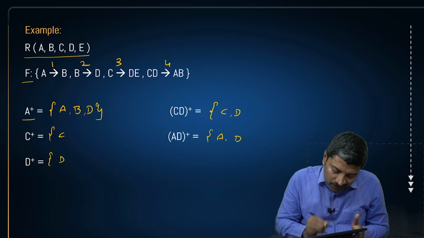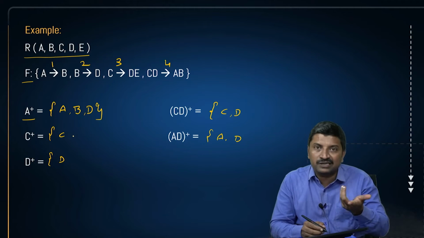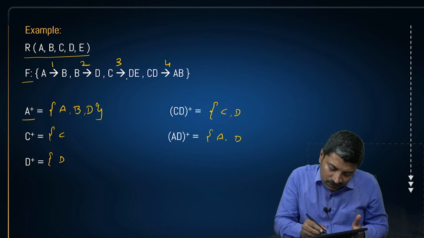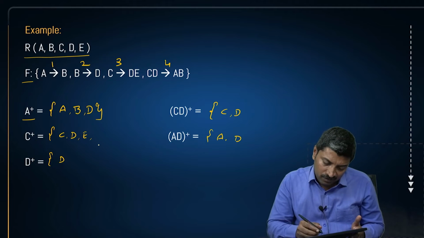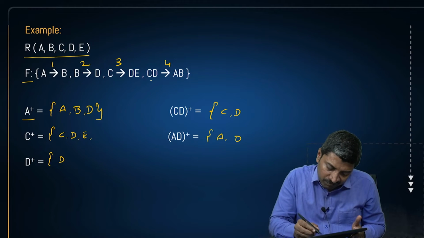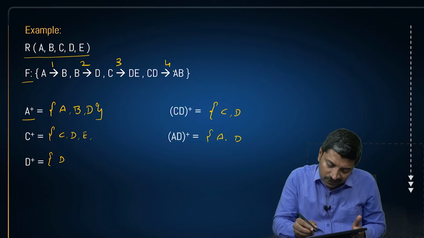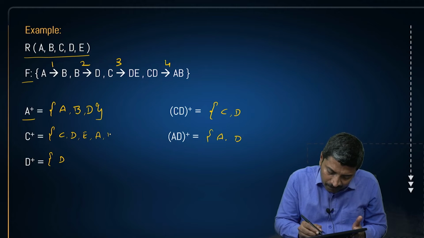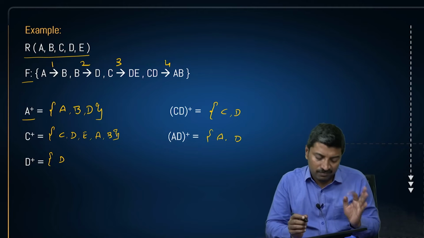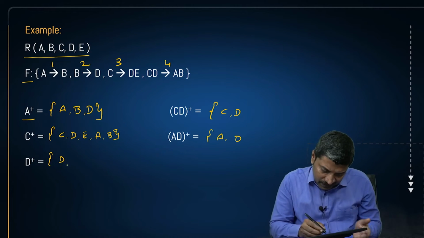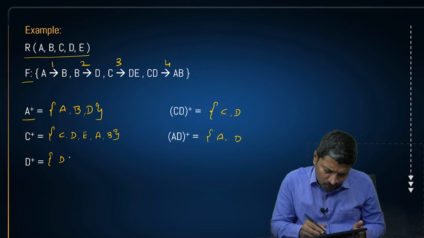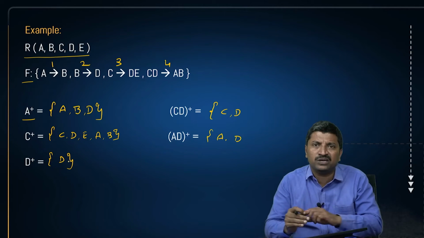What about the closure of C? The closure of C trivially contains C. Anything else? C implies D, E by the third functional dependency. What about anything else? Yes, by the fourth, since we know the value of CD, I can identify AB. Is that clear? What about D plus? D plus always contains D. Anything else? I think no. So the closure of D contains only D.